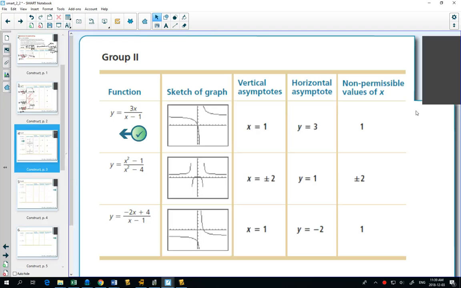All right, so the first one has a vertical asymptote at x equals 1 and a horizontal asymptote at y equals 3. This one has a horizontal asymptote at y equals 1 and vertical asymptotes at x equals -2 and x equals 2. And finally, we have a vertical asymptote at x equals 1 and a horizontal asymptote at y equals -2.